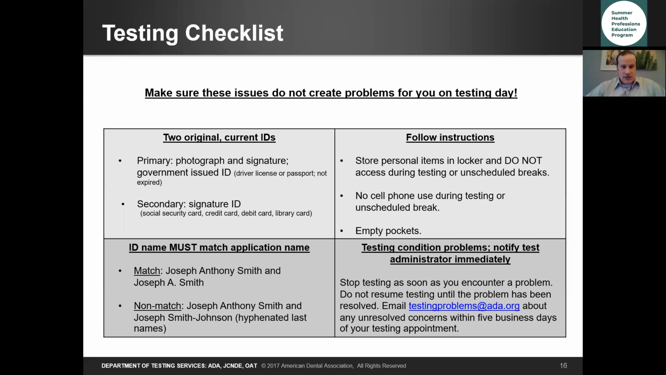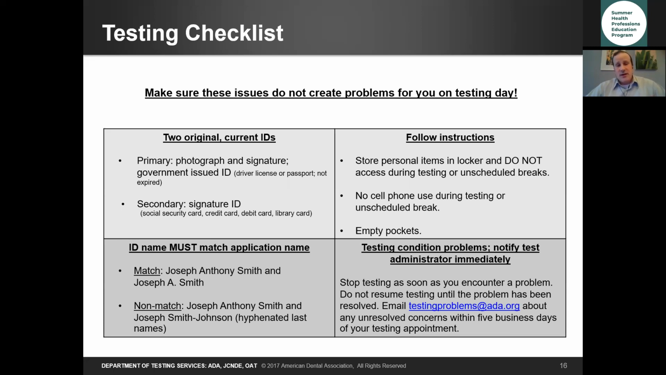In order to take the test, you need 2 original current, meaning non-expired IDs. The primary has to be government issued with picture, name, and signature. The secondary does not need to be government issued, does not need to have your picture, can just have your name and signature on it. Most often people are going to use a credit card or debit card as that secondary ID. So like a driver's license or passport and a credit card or debit card, so long as you've signed the back, those are fully sufficient for those IDs.